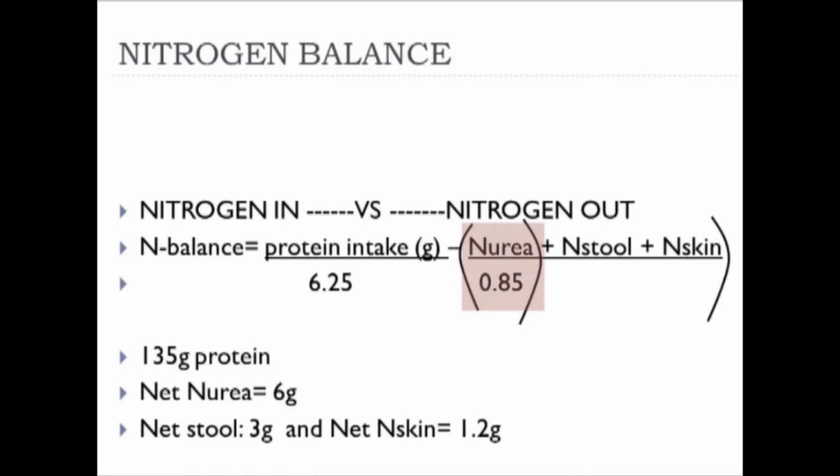So now you should understand why urea nitrogen is actually divided by 0.85. Indeed, this adjustment allows for a more accurate assessment of the complete amount of nitrogen in the urine, not just limited to the urea nitrogen.